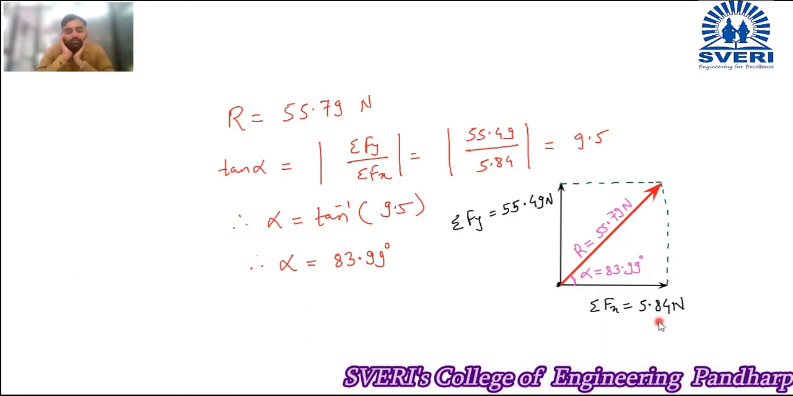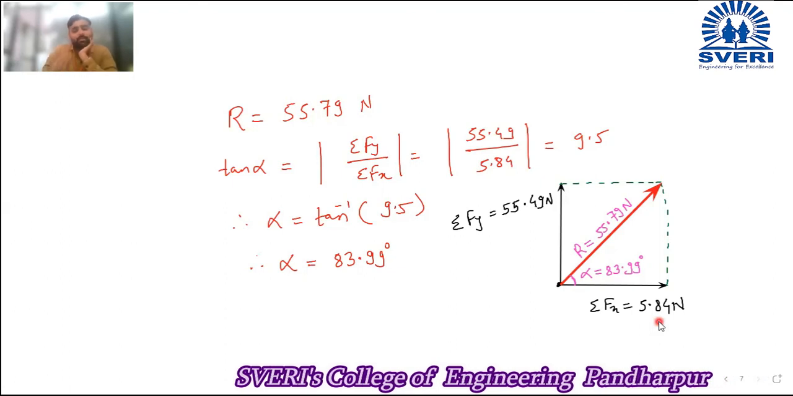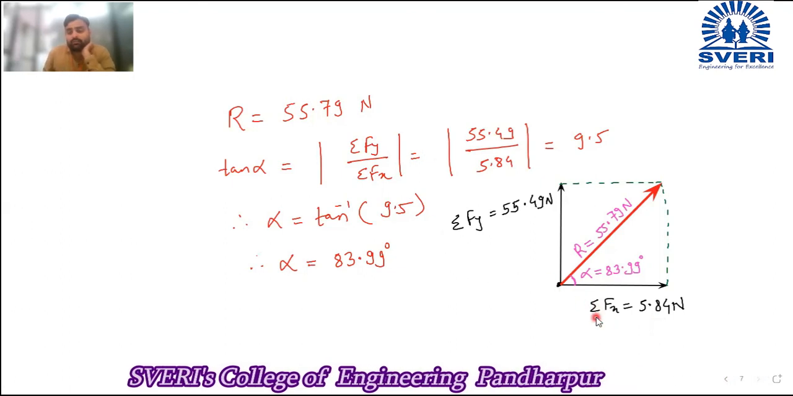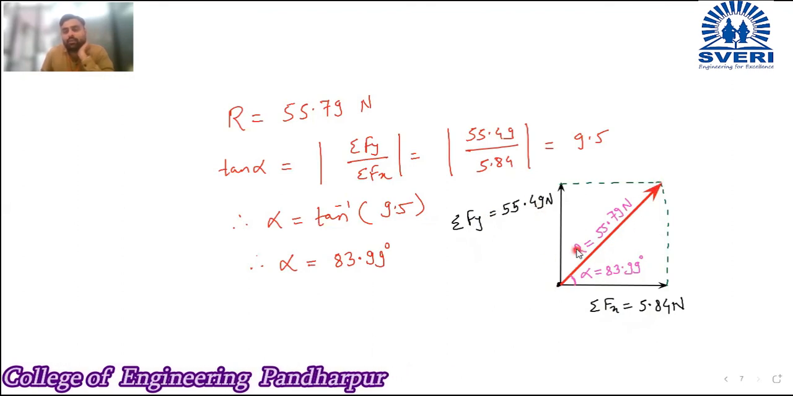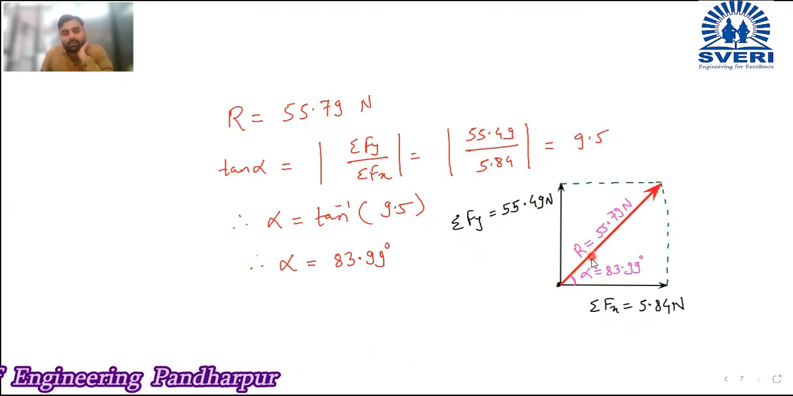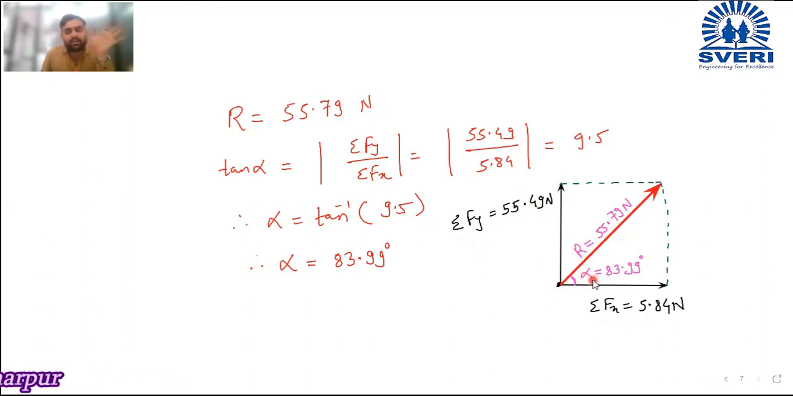The purpose of telling you this is to remember that we always calculate summation Fx and summation Fy, and then we calculate the resultant R. Then we calculate the angle alpha. This is the standard problem.